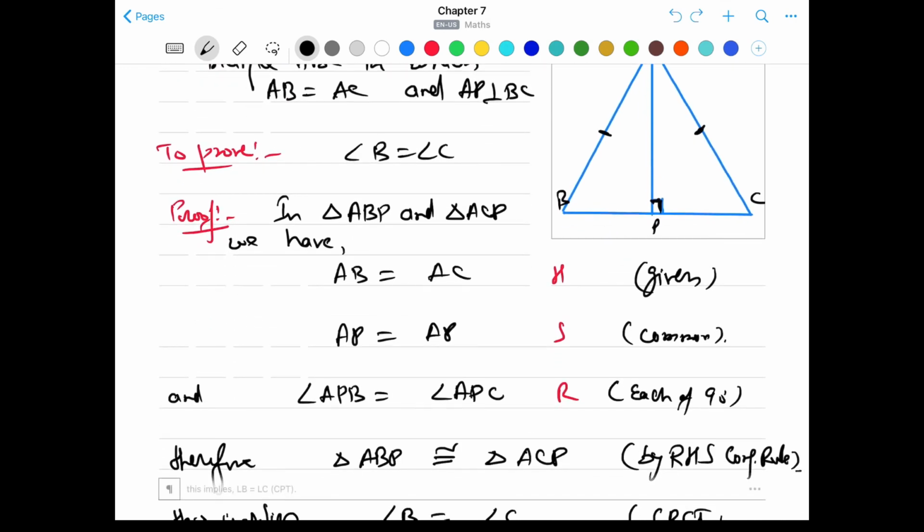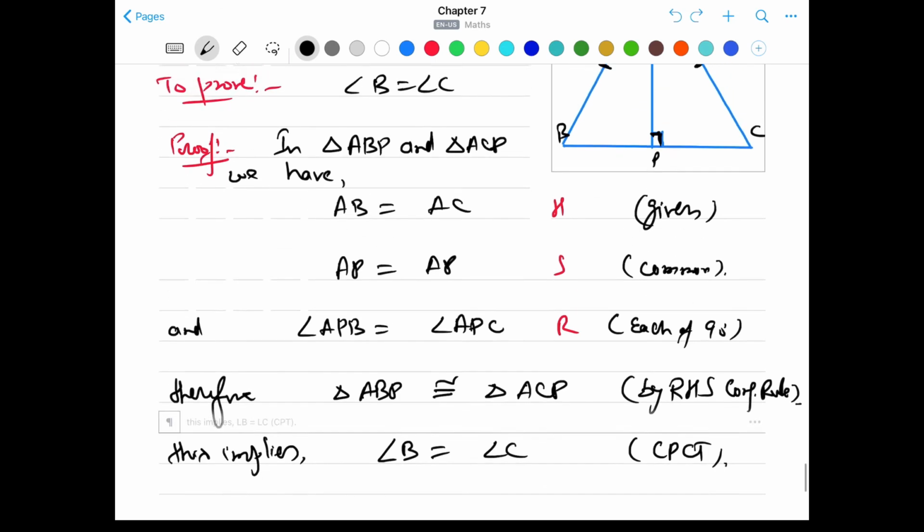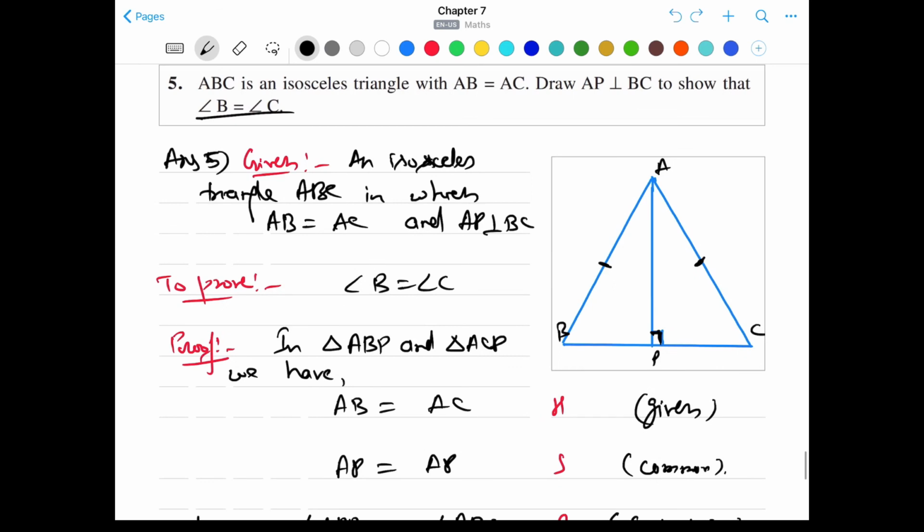So that's the answer number 5. That's the answer of question number 5 of exercise 7.3. With this we have concluded exercise 7.3 and also chapter 7, Triangles. Okay, I hope you understood all the questions. Now what you have to do is practice these questions multiple times so that you can understand them better.